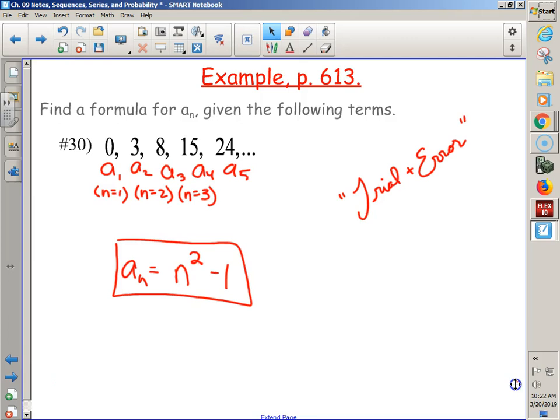And as soon as we talk about these special ones in section 9.2 and 9.3, they have actual formulas that go with them that we can memorize and not need to stress about.